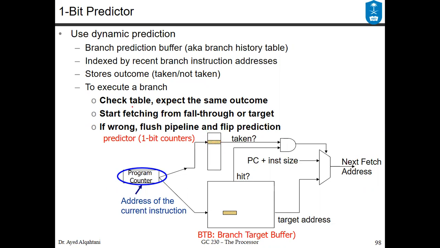Now, to execute the branch, you check the table, expect the same outcome, and then start fetching from the fall through or the target. Because now, if this is taken and it's a hit, then you get the target address and you start getting the instruction from the fall through or the target. Now, if your prediction is wrong, and this could happen, then you flush the pipeline and flip the prediction, which means since it is wrong, if it was taken before, then next time it would be not taken, and vice versa.